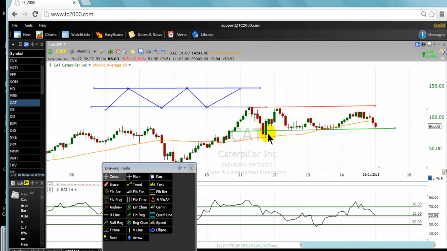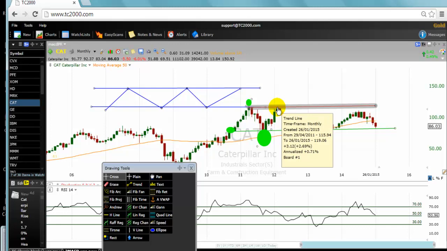And now we need 3 points. 1, 2, 3. Here. Are you with me? With these 3 points, we can draw these lines. So these 2 points, we have this gray line, and this point here, we draw a line that is parallel. So we know now that the price is consolidated.